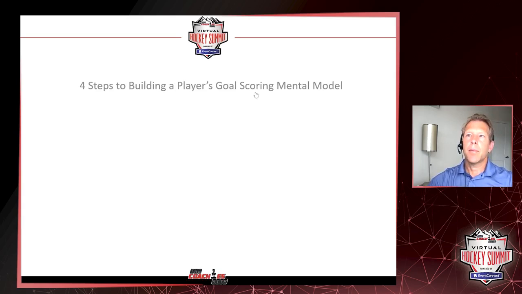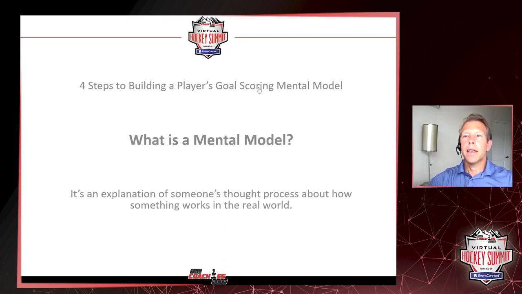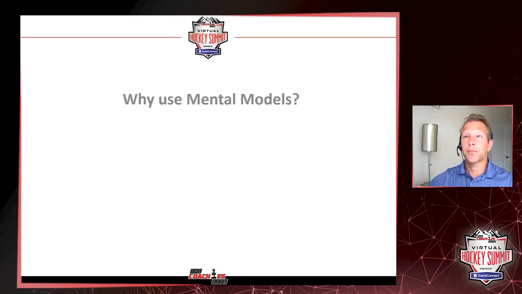And the main thing is, what is a mental model? It's an explanation of someone's thought process about how something works in the real world. So we all have different mental models because we all see things that work for us, and we keep that, we build on that, and so that's basically how we all understand how the real world works for us.